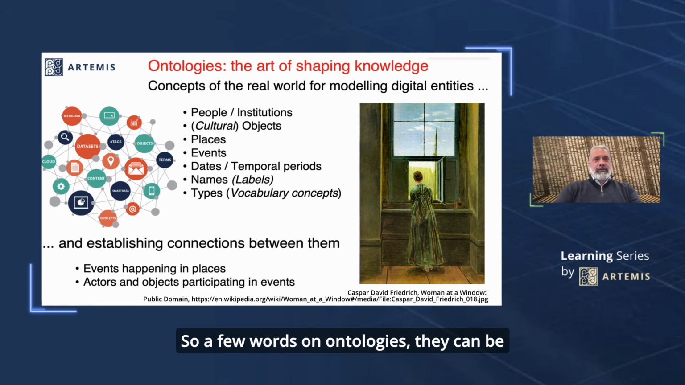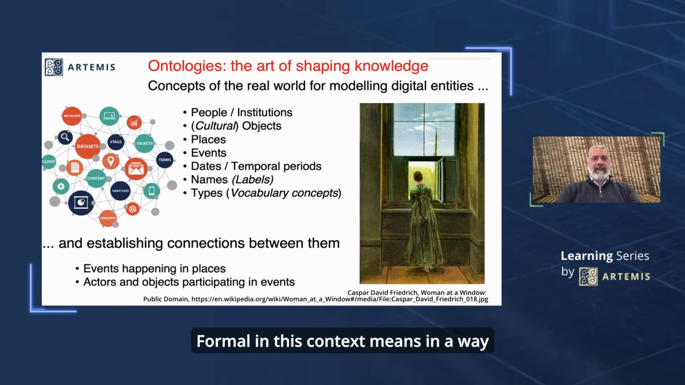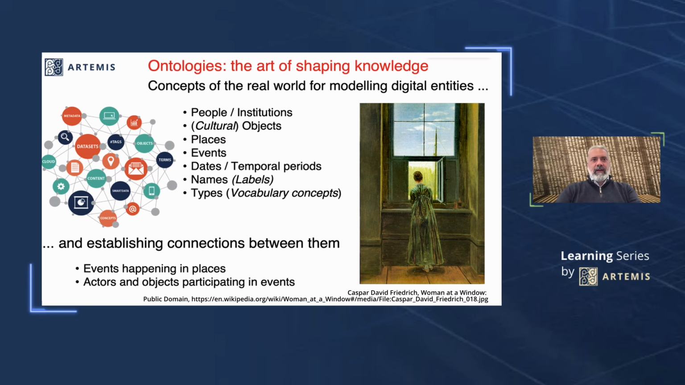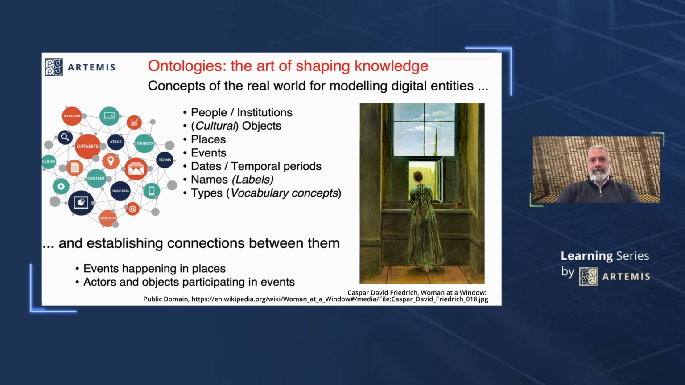So, a few words on ontologies. They can be the right tool because they are designed exactly to provide the conceptual basis and the grammar to represent all this kind of knowledge in a formal way. Formal in this context means in a way that is both readable by humans and also understandable and processable by machines. The ontologies, in fact, are able to represent real-world entities exactly because they use a specific grammar and the same mental categories that we humans employ to describe the real world.